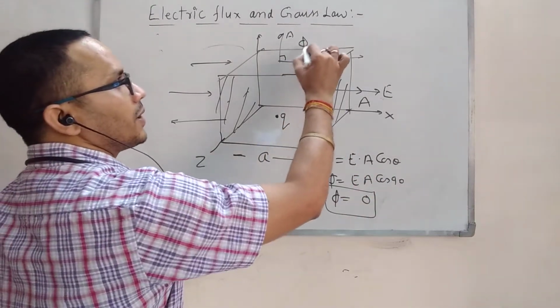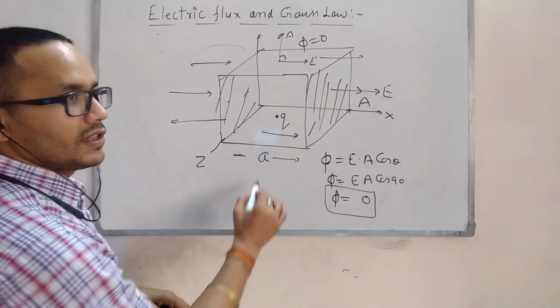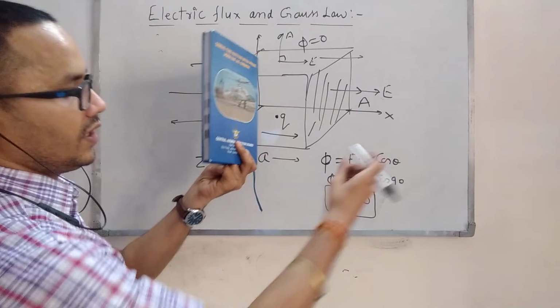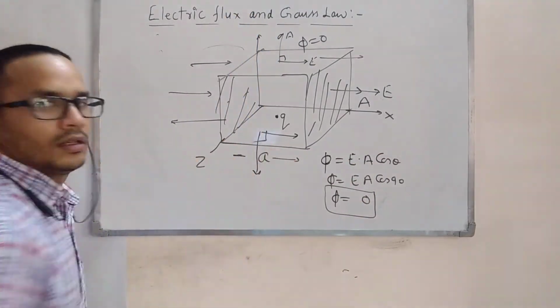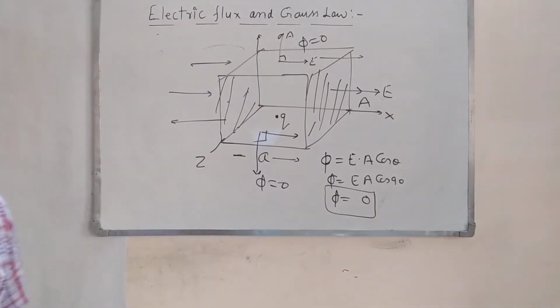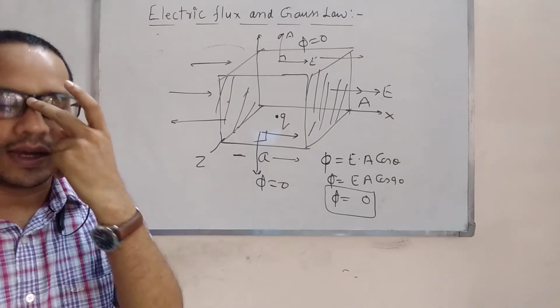It means यहाँ पर flux कितना हो जाएगा? 0. Similarly here also, electric field is this one. This situation is same as this one. Okay, electric field is this one. इसका area vector this one, perpendicular. So there is no flux. Phi is equal to 0. So this is the methodology which you have to apply on the calculation of the flux.